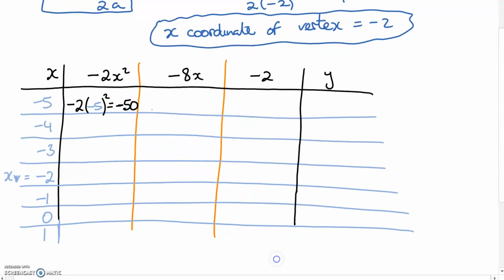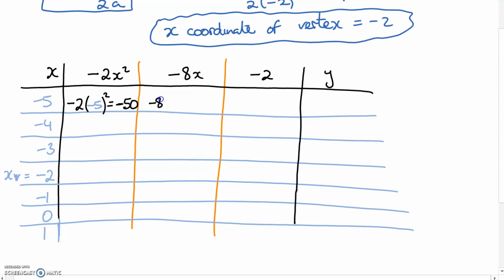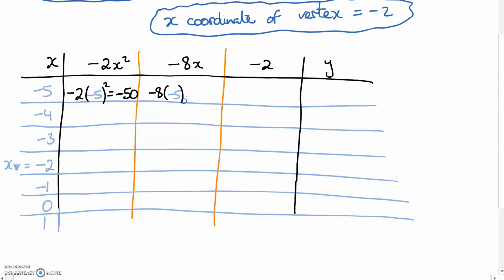Negative 8 times negative 5 is the next one, so it's going to be negative 8 times your x, which is negative 5, and we'll only do this for the top line. After that, it's just a continuation of the way down. Minus by minus is plus, 8 by 5 is 40. And then minus 2, there are no x's there, so it's just minus 2 the whole way. Whatever was at the top of that column, if it's just a number, then you keep that number the whole way down.